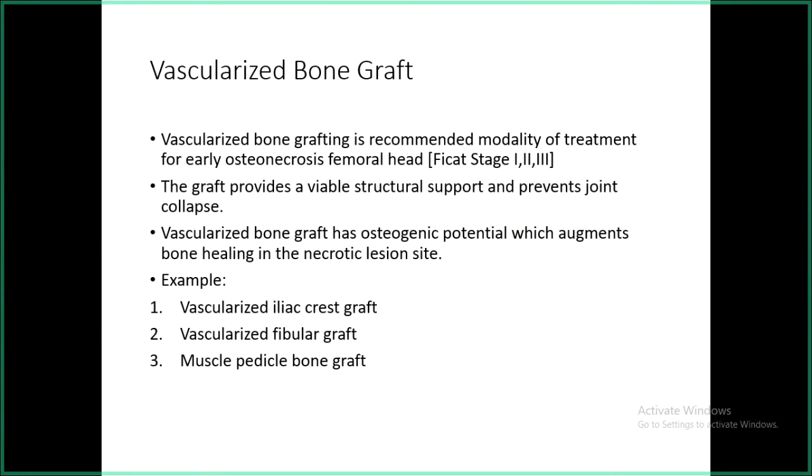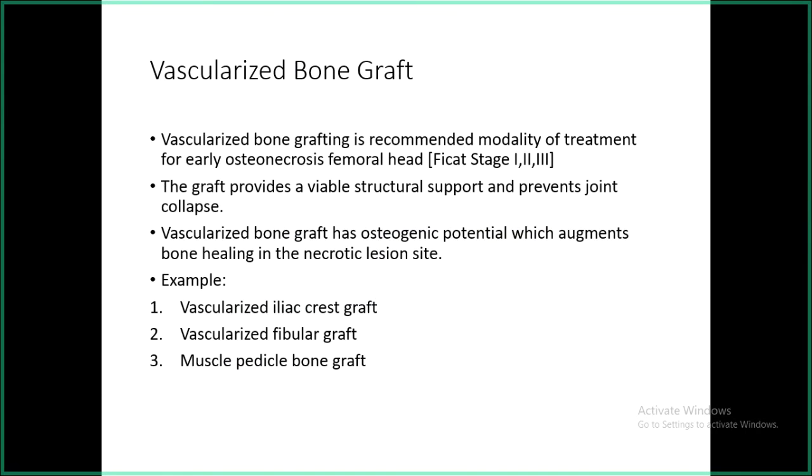Vascularized bone graft. Vascularized bone grafting is a recommended modality of treatment for early osteonecrosis of the femoral head. It can be used up to grade 3. The graft provides a viable structural support and prevents joint collapse. Vascularized bone graft has osteogenic potential, which augments bone healing in the necrotic lesion site. The examples are vascularized iliac crest graft, vascularized fibular graft, or muscle pedicle bone graft.